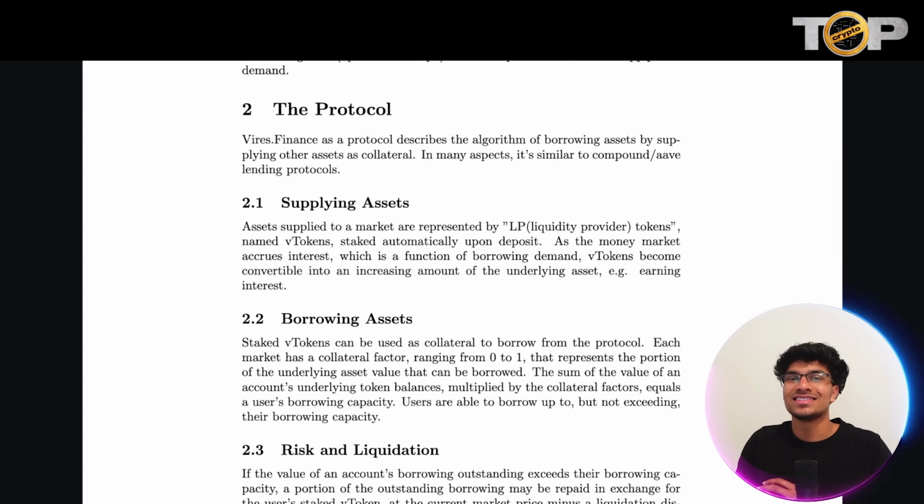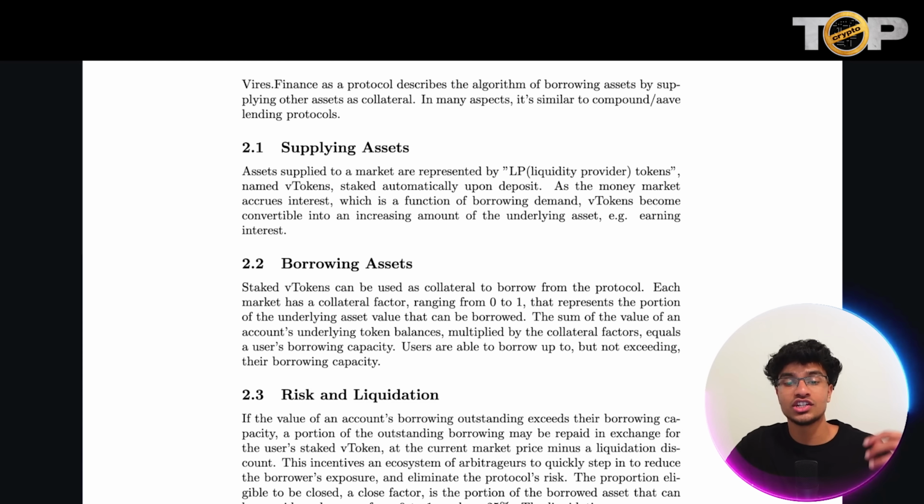Vires Finance as a protocol describes the algorithm of borrowing assets by supplying other assets as collateral. In many aspects, it's similar to the Compound and Aave lending protocols. Assets supplied to a market are represented by a liquidity provider token named V token. These are staked automatically upon deposit.